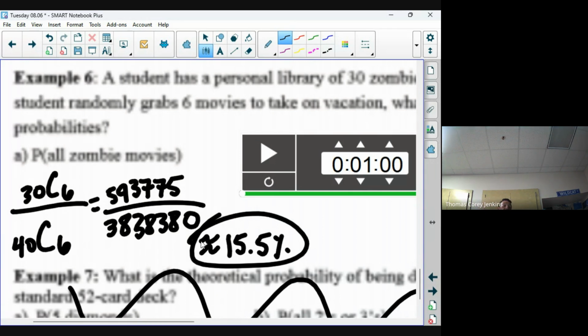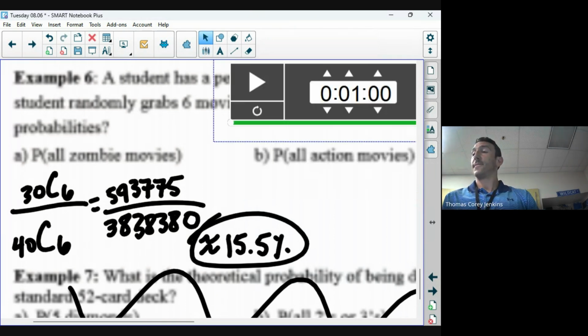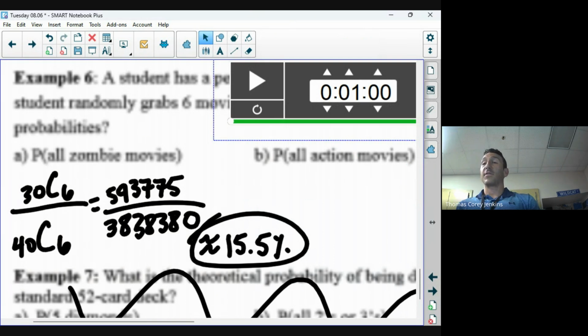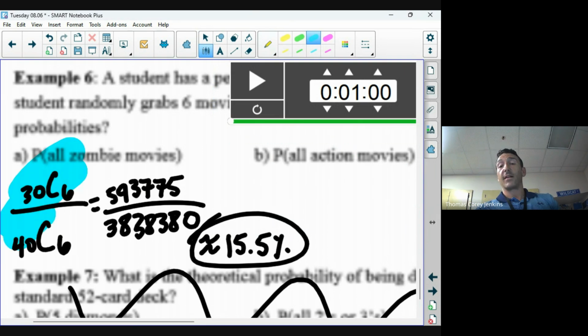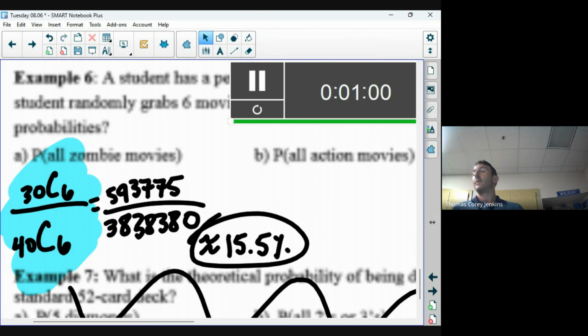So you try to do the next one. We'll go over it in about a minute. If you don't have a graphing calculator, just think about how we would set up at least this part. If you have the graphing calculator, go as far through it as you can. I'll review the answer in a minute. What's the probability they're all action movies?